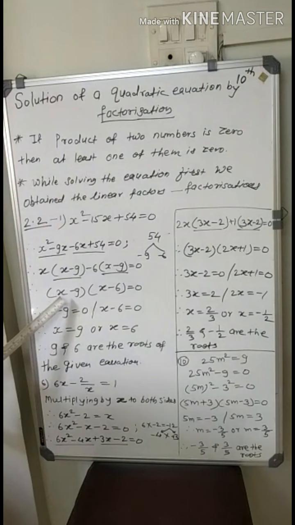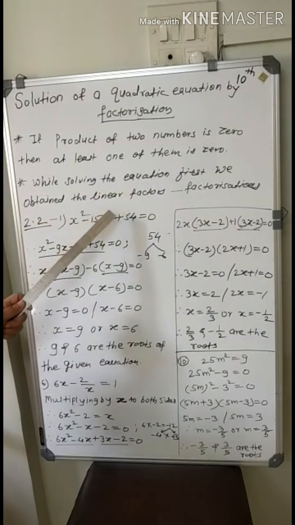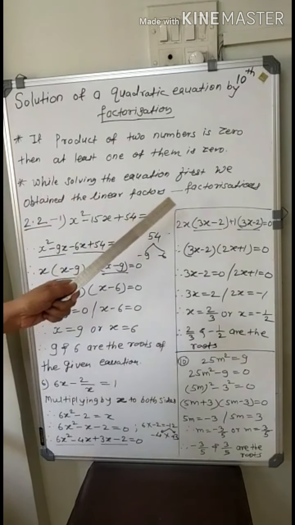See here, (x minus 9) into (x minus 6) equal to 0. It means either x minus 9 is 0 or x minus 6 is 0. Means if the product of two numbers is 0, then at least one of them is 0. म्हणजे काय तर ज्या वेळेला दोन संख्यांचा गुणाकार 0 असतो त्यावेळेला त्या दोन पैकी कमीत कमी एक तरी संख्या काय असते 0 असते. And while solving the equation, first we obtain the linear factors. Hence, we call it the factorization method.